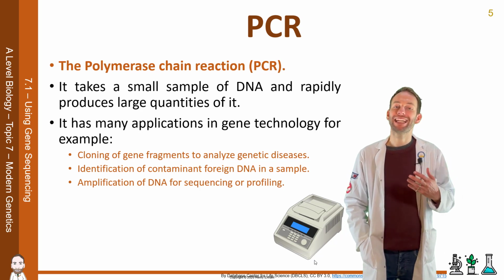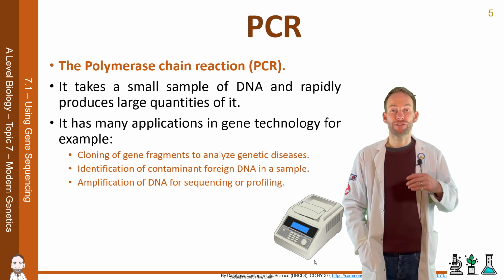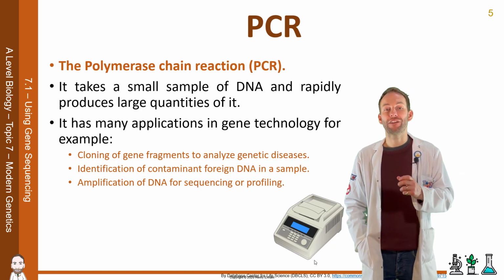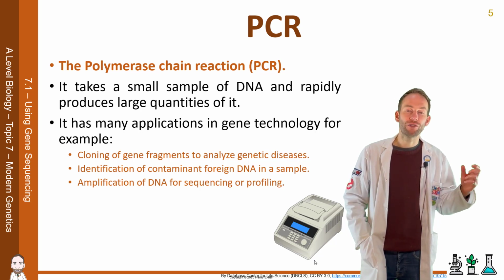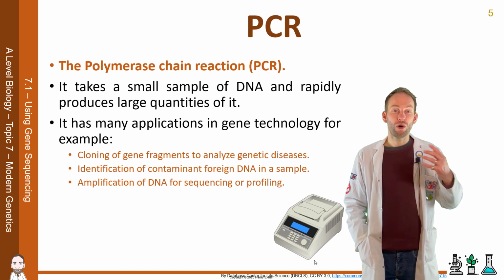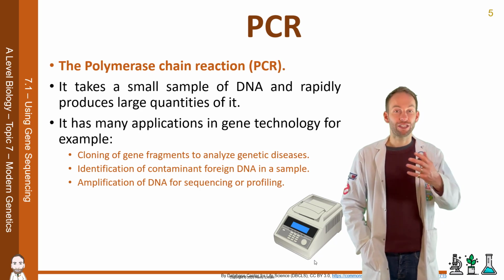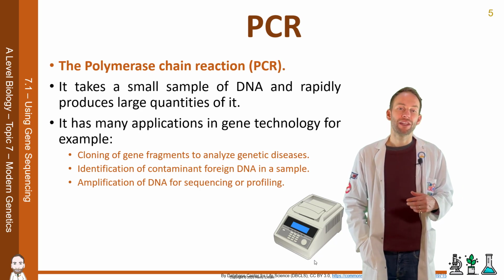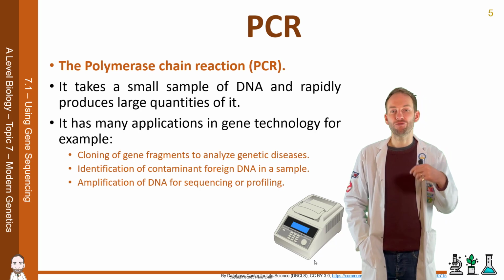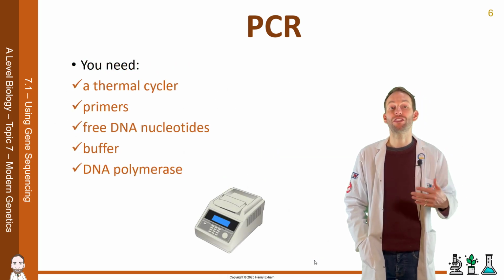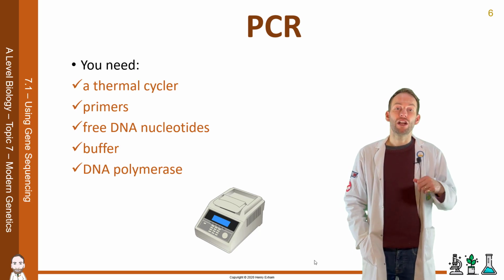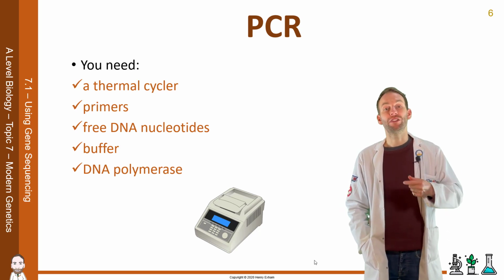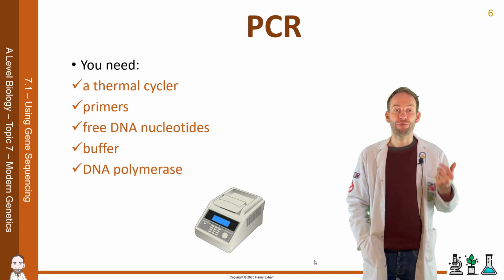Now, there are many applications in gene technology, for example, cloning of gene fragments to analyze genetic diseases, identification of contaminant foreign DNA in a sample, or amplification of the DNA for sequencing or profiling, as we've mentioned. What it does is it takes a small sample of DNA and rapidly produces large quantities of it. The process involves 3 steps, and you're going to need a thermal cycler, some primers, free DNA nucleotides, buffer, and DNA polymerase.